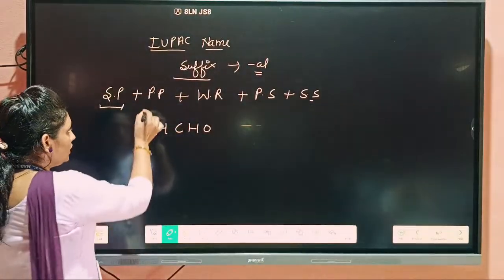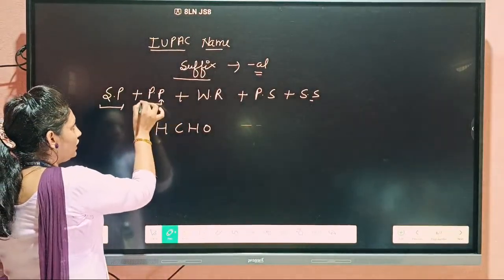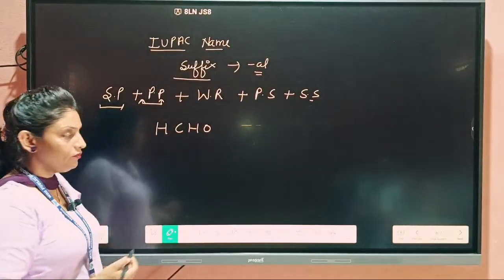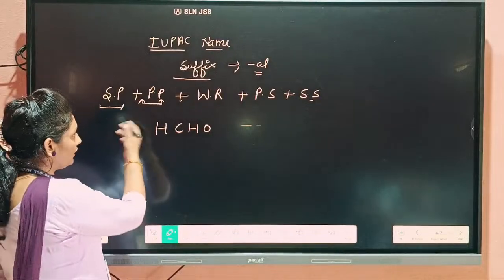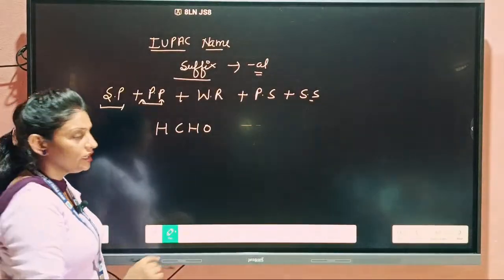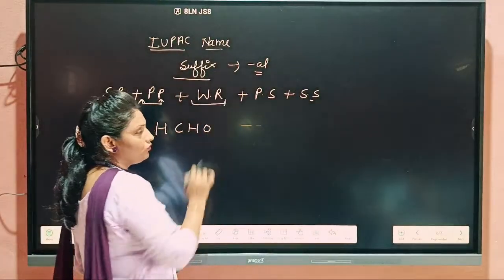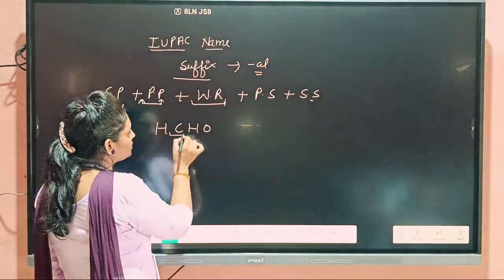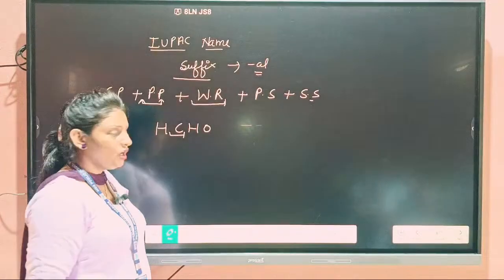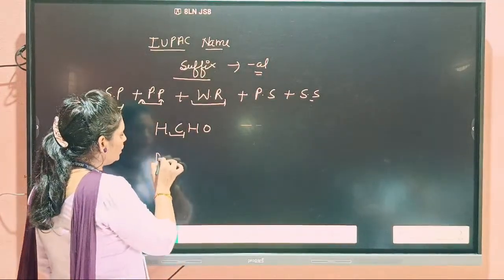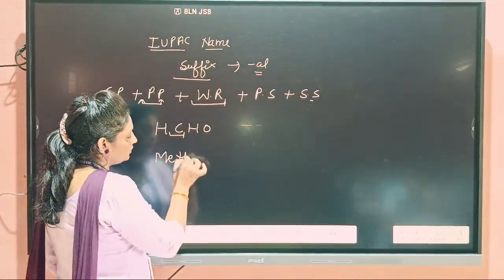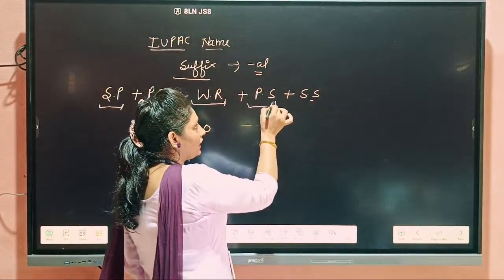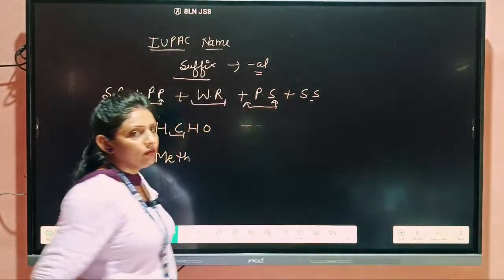Primary prefix: for ring compounds, we use the word cyclo, but here it is not a ring, so no primary prefix is present. No secondary prefix is present there. Then we will see the word root. Word root means number of carbon atoms. So here carbon atoms are 1, and for 1, which word root do we use? We use meth.